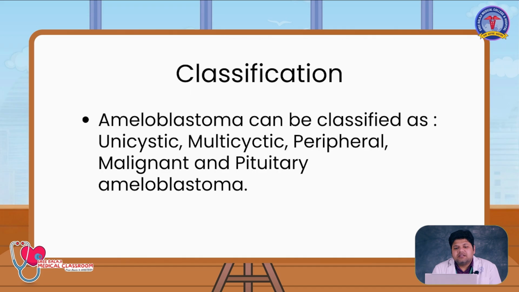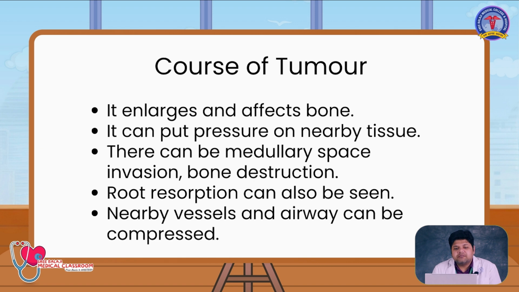The clinical classification: it could be solid multicystic intraosseous type, that is the conventional classification, or it could be unicystic type, peripheral type, malignant ameloblastoma, or pituitary ameloblastoma. In the absence of treatment, the ameloblastoma keeps on enlarging and causes thinning of the surrounding bone, leading to fluctuation.